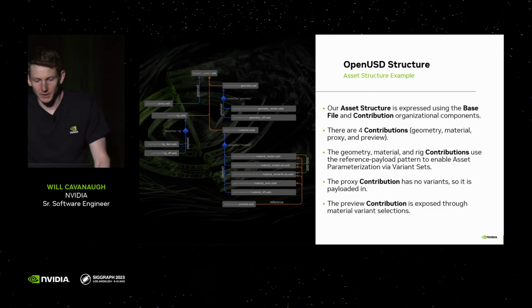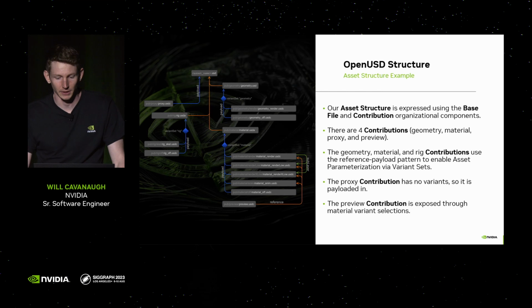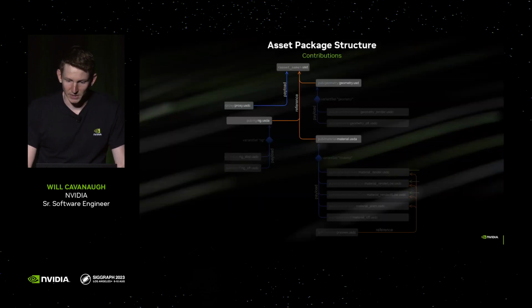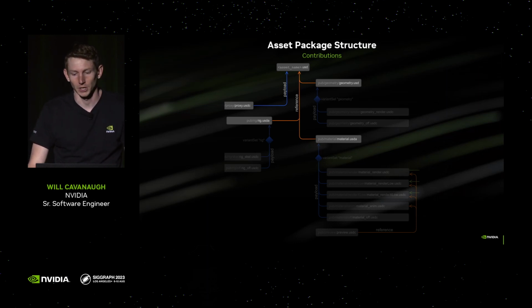Cool. So let's dive into the asset package's USD structure in a little more detail. As Will mentioned, our context uses base files as the interface layer where the context scene description comes together. For asset packages, the base file's file name is just the asset name. The base file brings in contributions. The four contributions that we define for asset packages are geometry, material, proxy, and preview.